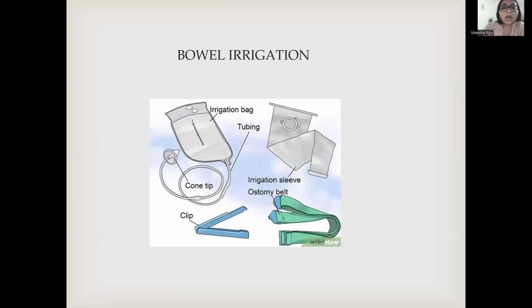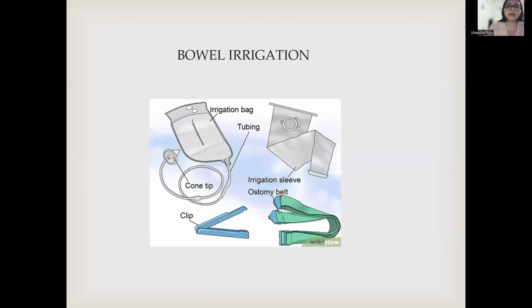Now I would just like to mention also about bowel irrigation. So why is bowel irrigation done? Why do we go for bowel irrigation? Yes, why do we go for bowel irrigation? Bowel irrigation is done for those with colostomies. And the reason we go for bowel irrigation is because this helps to regularize the bowel, evacuating the bowels at a particular time of the day.